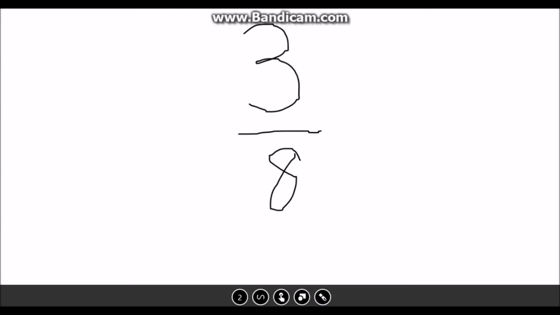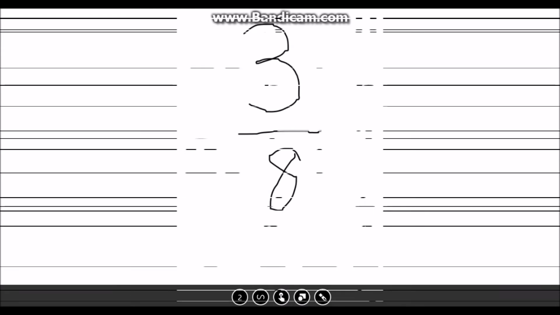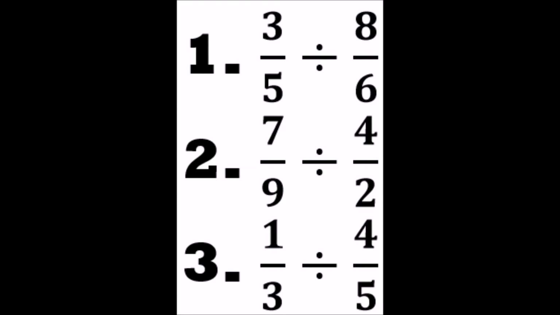And that is how you divide fractions, students. And now to today's Minute to Solve It problems. Okay, students, here's your Minute to Solve It for today's lesson. Get ready, get set, go.